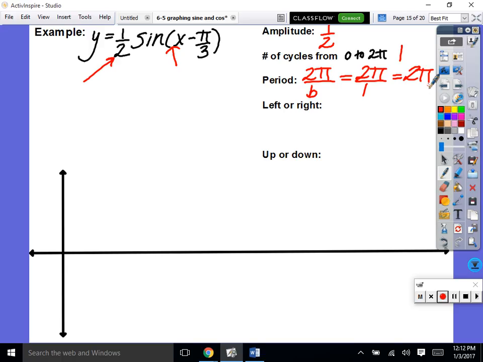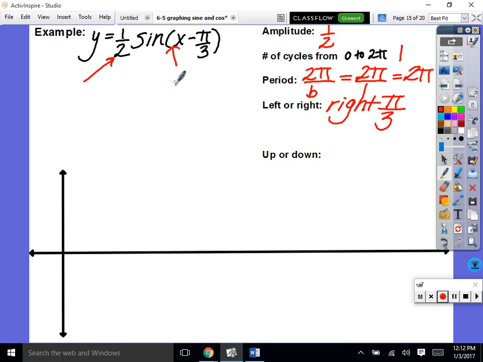Now notice that because this a value is 1, we could just say pi thirds. Everybody, isn't that true? Are we shifting it right pi thirds? Shift it left and right, you go opposite. So we're going right pi thirds. So if you think about it, we'd just be taking all of our points and adding pi thirds to each of those, right? That'd be shifting all of them right pi thirds.